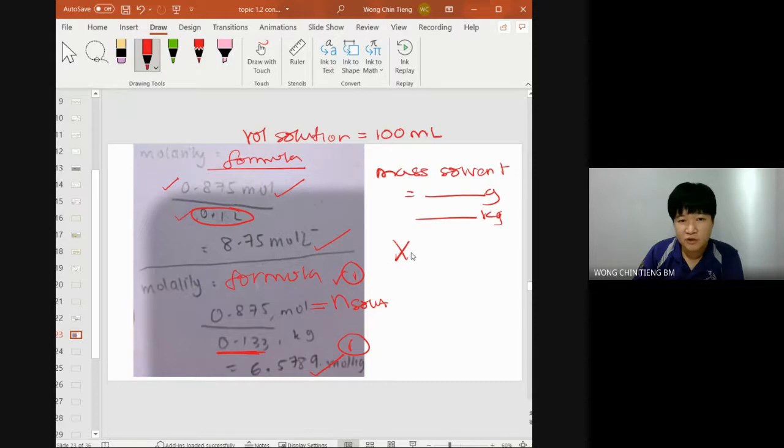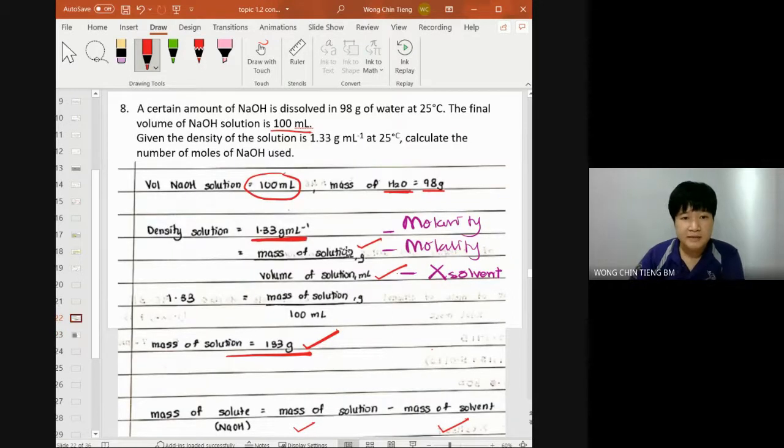So the mole fraction of solvent is the mole fraction of H2O equals the number of mole H2O over the number of mole total. Only this one needs a bit of calculation, because above you only have the mass of water. So what you have to do is convert the mass of water into the number of mole of water by dividing with the molar mass, 18 gram per mole. Okay, so you will get the number of mole water.